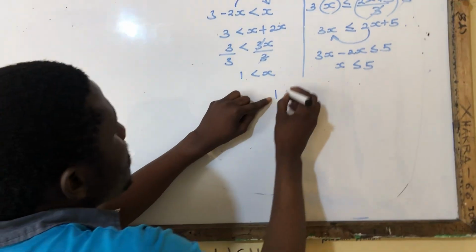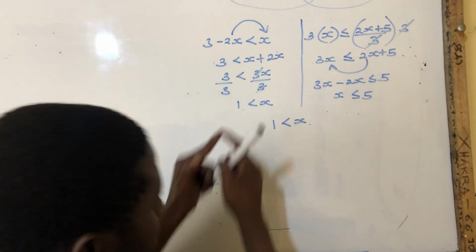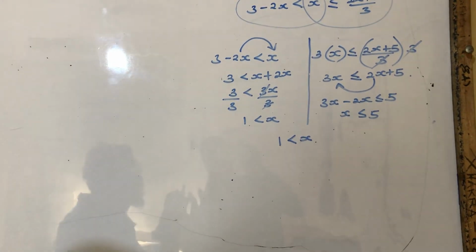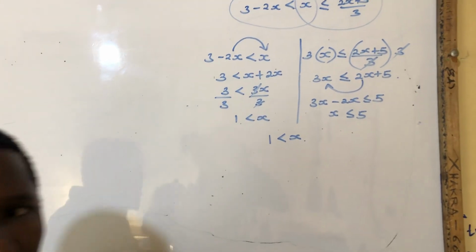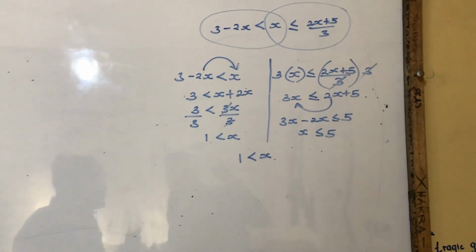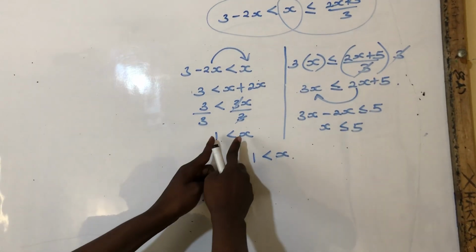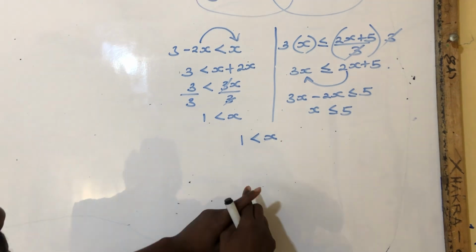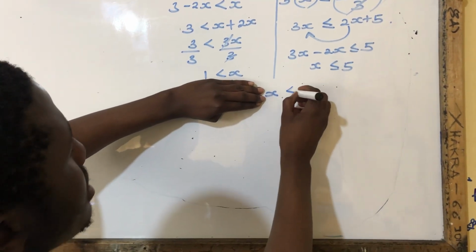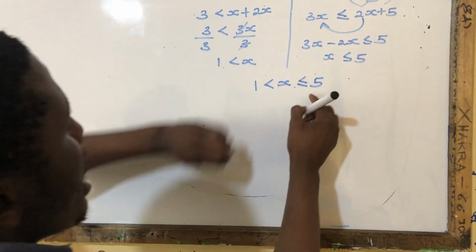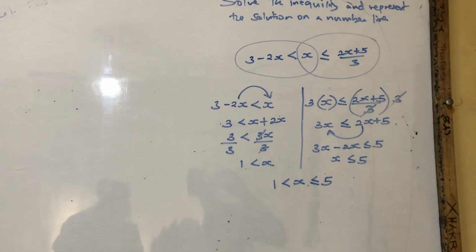This time round, you notice that x is already in the right place. So a student is not required to interchange the two, because the x is already where we want it. So this will just be written in the same way it is there. Then for this other one, I will also put less than or equal to 5. And this becomes our solution.